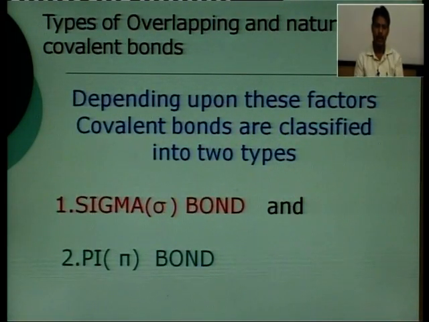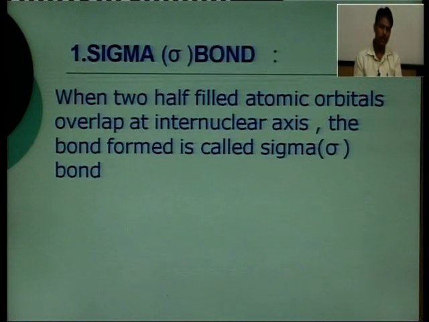Types of overlapping and nature of covalent bonds. Depending upon these factors, covalent bonds are classified into two types: sigma bonds and pi bonds. According to overlapping, these are called sigma and pi bonds. A sigma bond is the bond formed when two half-filled atomic orbitals overlap along the internuclear axis.